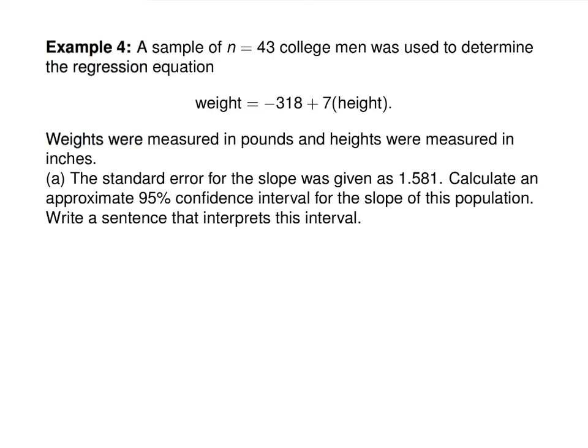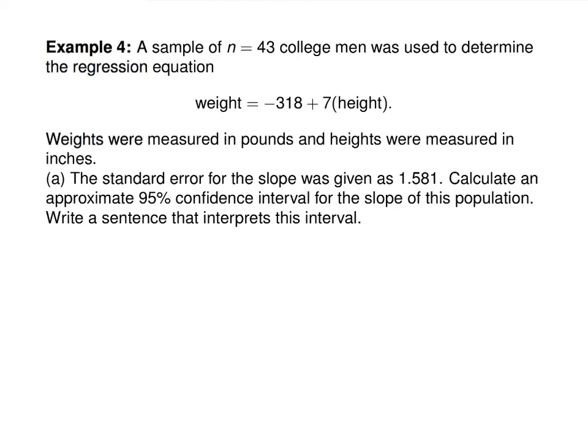All right, a sample of 43 college men was used to determine the regression equation. Weight is negative 318 plus 7 times the height. Weights were measured in pounds and heights were measured in inches. The standard error for the slope was given as 1.581. Calculate an approximate 95% confidence interval for the slope of this population and write a sentence that interprets this interval.